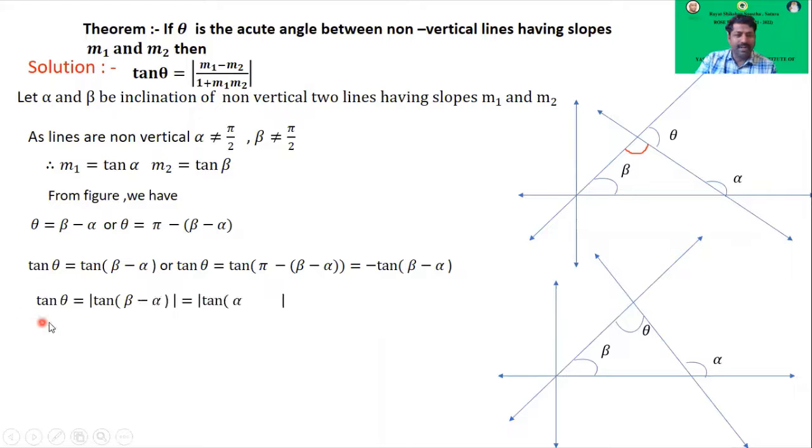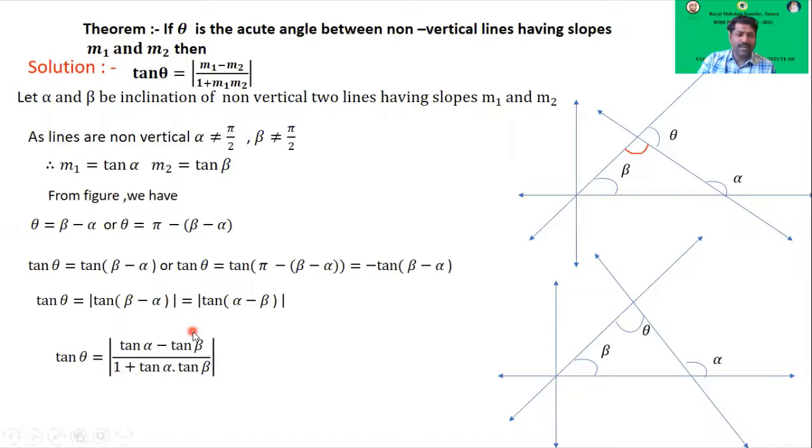So tan theta is equal to the mod of tan of beta minus alpha, which is the same as the mod of tan of alpha minus beta. As theta is acute, theta lies between 0 to 90, tan is always positive. For that, we have taken the mod of this tan alpha minus beta. Now we have the formula tan alpha minus beta, that is tan alpha minus tan beta upon 1 plus tan alpha tan beta. This is the compound angle formula.